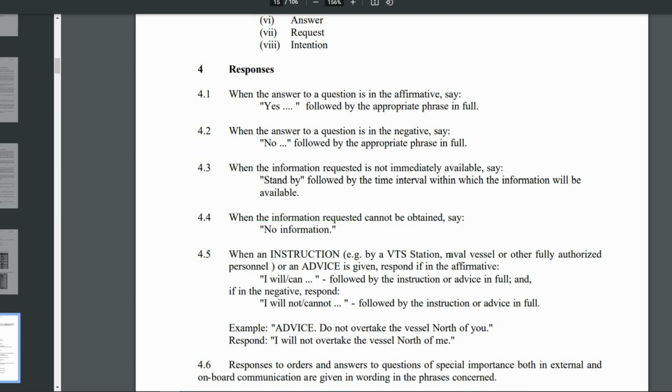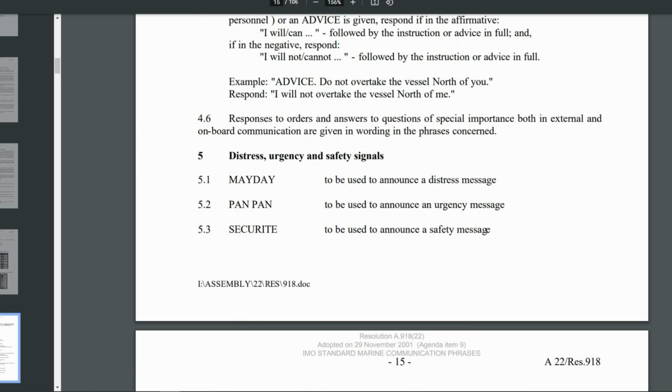4.5 When an instruction, e.g. by a VTS station, naval vessel or other fully authorized personnel, or an advice is given, respond if in the affirmative, I will or I can, followed by the instruction or advice in full, and if in the negative, respond I will not or I cannot, followed by the instruction or advice in full. Example. Advice: Do not overtake the vessel north of you. Respond: I will not overtake the vessel north of me.